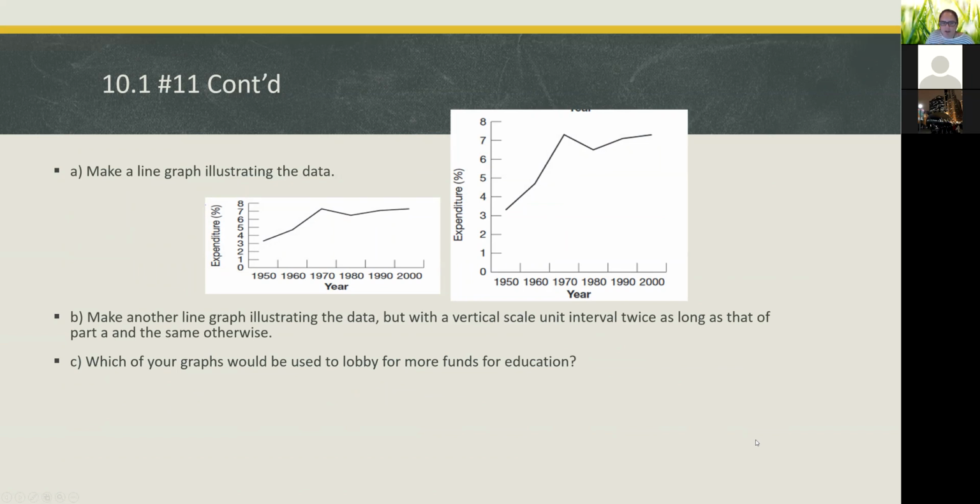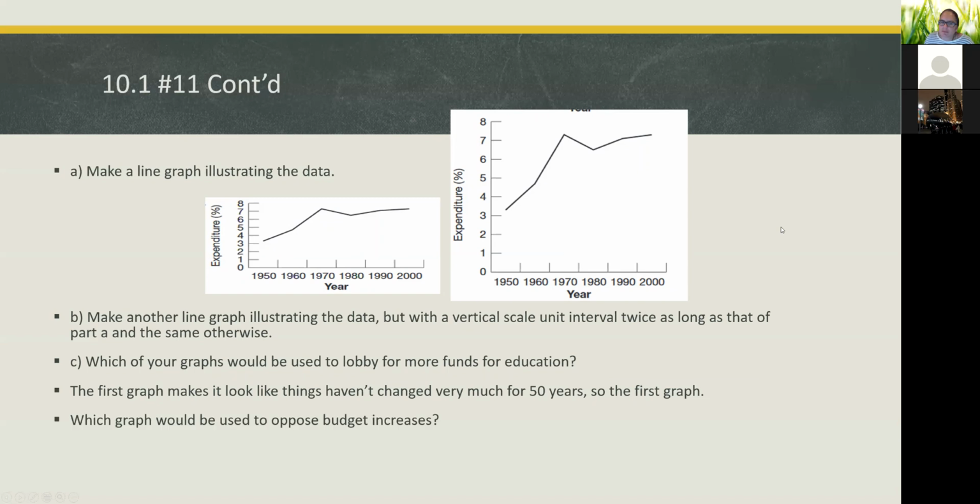Which of the graphs would be used to lobby for more funds for education? Which of these graphs would make somebody think that education isn't being funded enough? I would say the first graph, because it makes it look like things really haven't changed very much for 50 years. Whereas the second graph, even though it's the same numbers, is going up a bigger distance, so it gives you the impression that things have changed more.